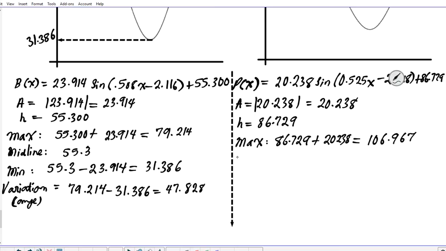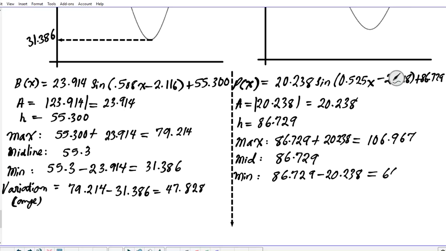If you add those up, you end up with 106.967. Your midline is your h value, which is just 86.729. As indicated earlier, these are all y values. Your minimum is your midline, 86.729, minus your amplitude, which gives us an output of 66.491. And then lastly is the variation, also known as your range.